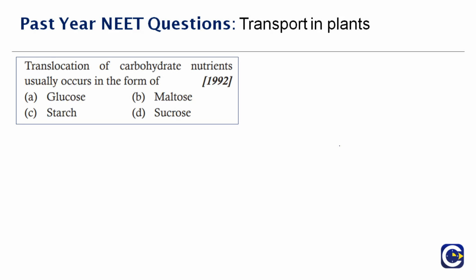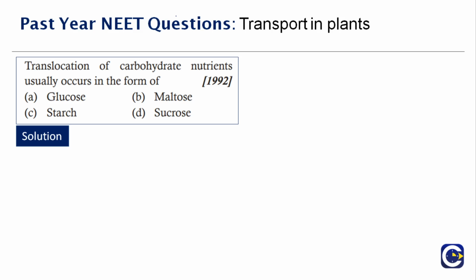Now let's move to the next question. This is the last question for this part 4. This question was asked in the year 1992. Translocation of carbohydrate nutrients usually occurs in the form of dash. This is once again an easy question. Here again we are talking about translocation, and we have mentioned it's a carbohydrate, and the 4 options given here are different forms of carbohydrates.